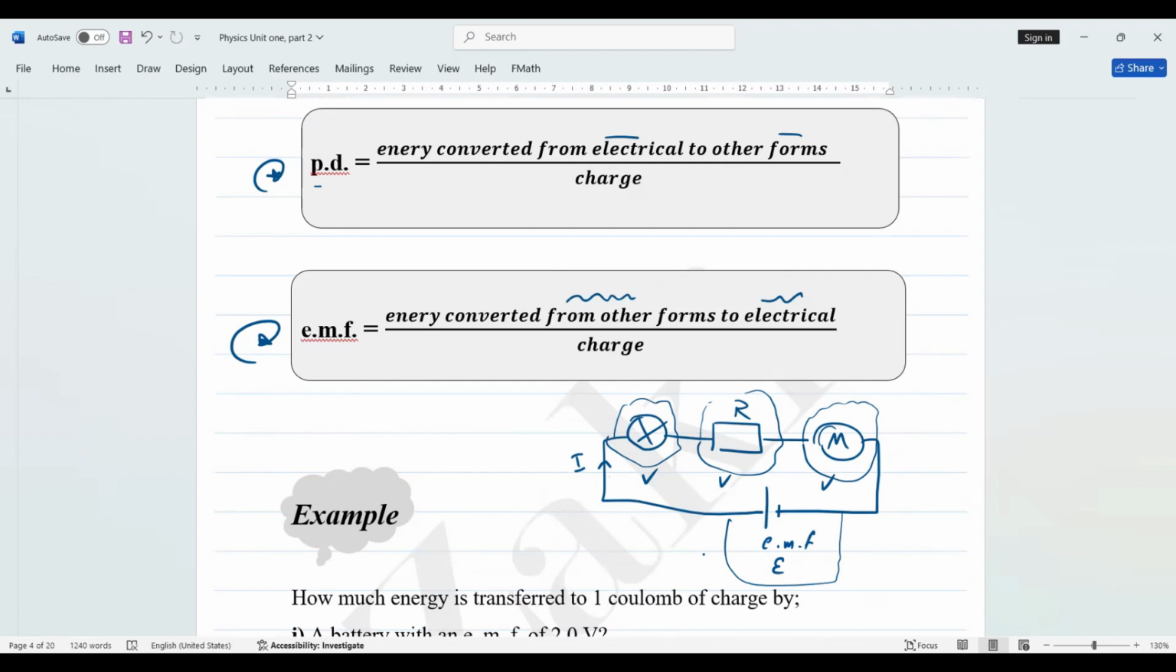Again, the potential difference is energy converted from electrical to heat, to light, to kinetic energy per coulomb. But EMF is the energy transferred from any other forms to electrical, for example, inside the cell, from chemical to electrical per coulomb. Now, both of them are energy. So the potential difference V is the energy per unit charge, and EMF is also the energy per unit charge, both of them. Now, let us see this example.